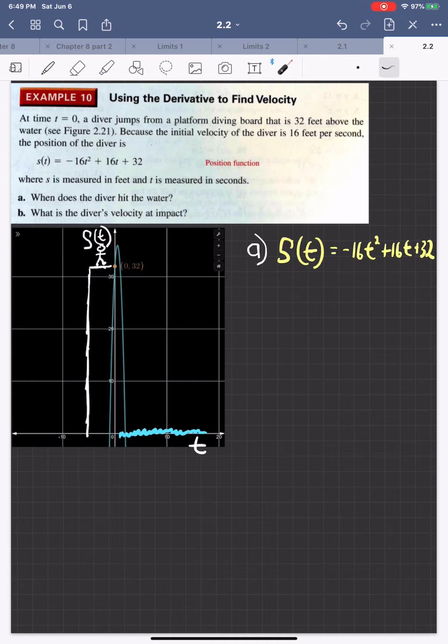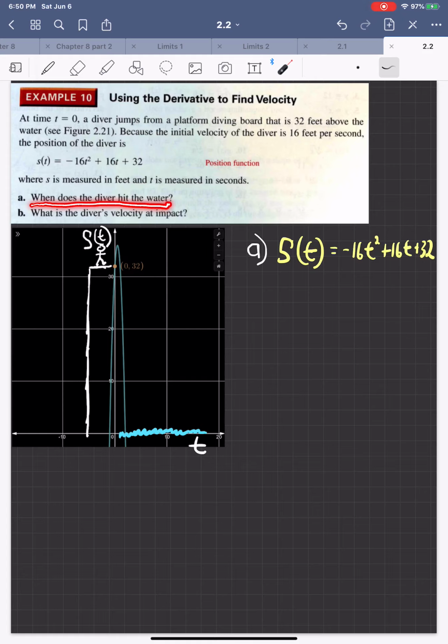Okay, so we're given position. It says S is measured in feet, so that's why we want negative 16 as opposed to meters. So S is measured in feet and T is measured in seconds. Okay, here we go. Part A says, when does the diver hit the water?